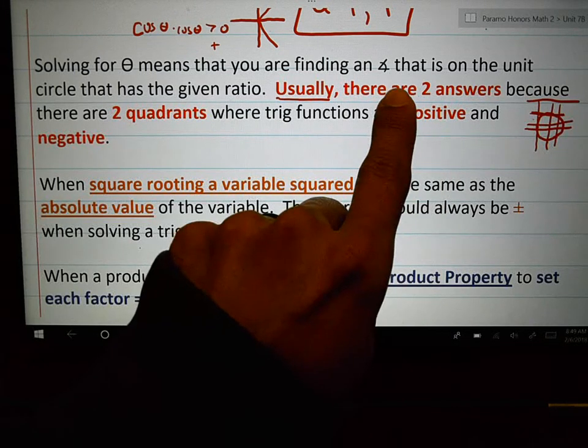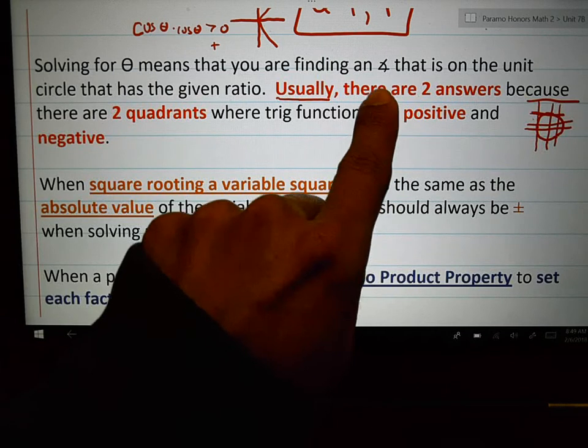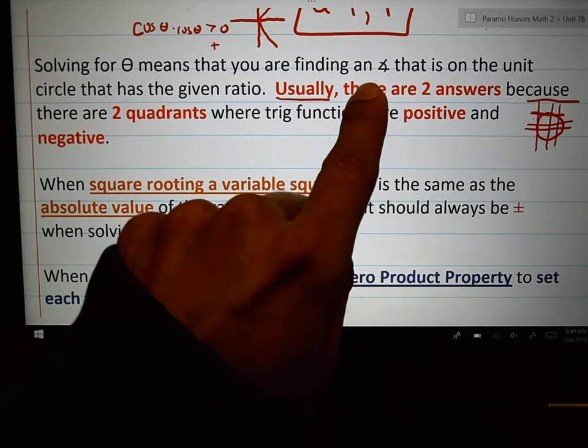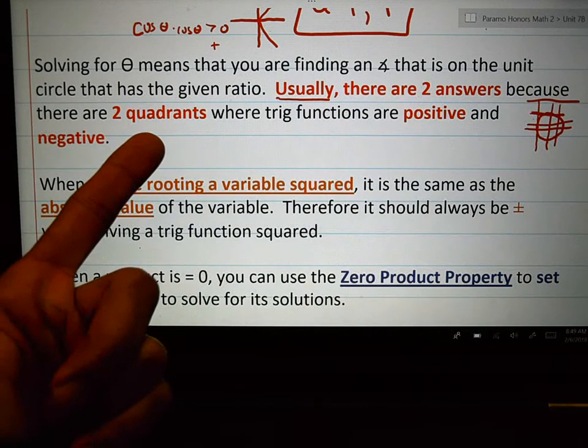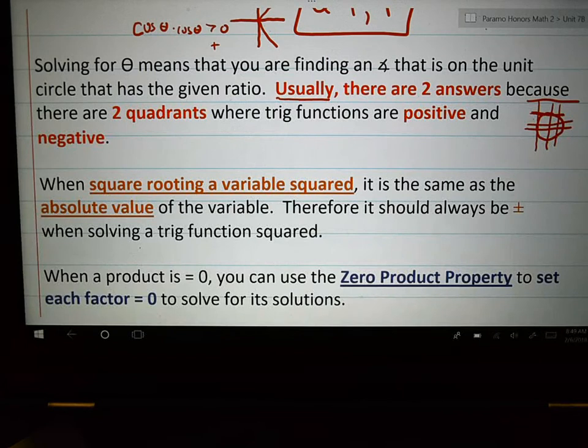But if you're thinking about what we're going to do in Math 3 and Math 3 Honors next year, I want to let you know there is the possibility of having one answer or no answers, and that's something you're going to explore in next year's math class. Okay? Why are there usually 2 answers? Because there are 2 quadrants where trig functions are positive and negative. Sometimes you're going to be finding where the sine is positive, and there are 2 places where the sine is positive. Sometimes there are 2 places where the cosine is negative, or tangent for that matter.